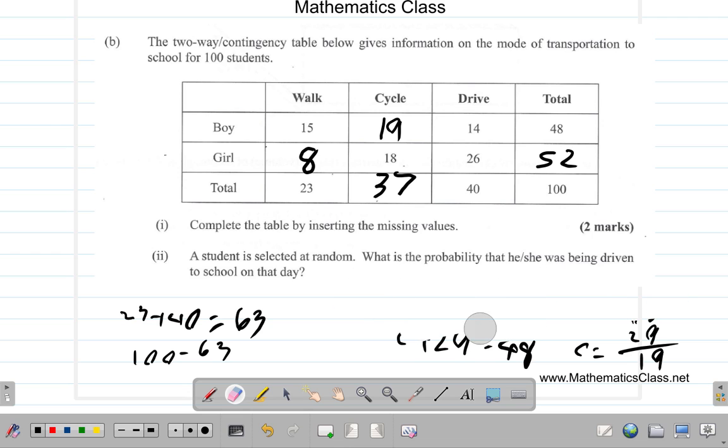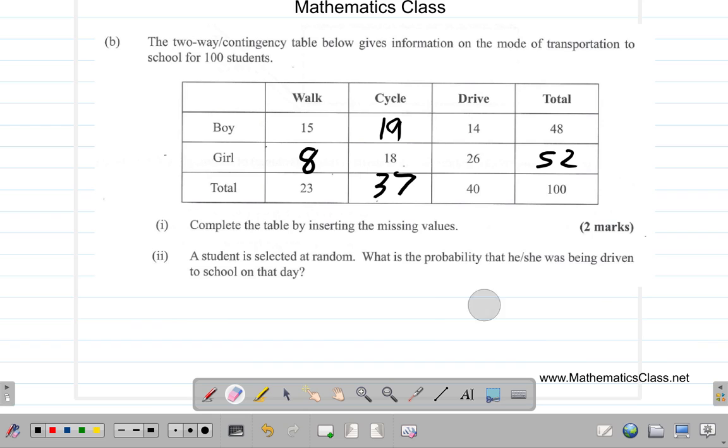So now, that is what you have. You fill in the table. Complete the table by inserting the missing values. Then it says, a student is selected at random. What is the probability that he or she is being driven to school on that day? Alright, remember probability is how many you want divided by the total number available, how many of them you really want over the total number available, including the ones that you want.